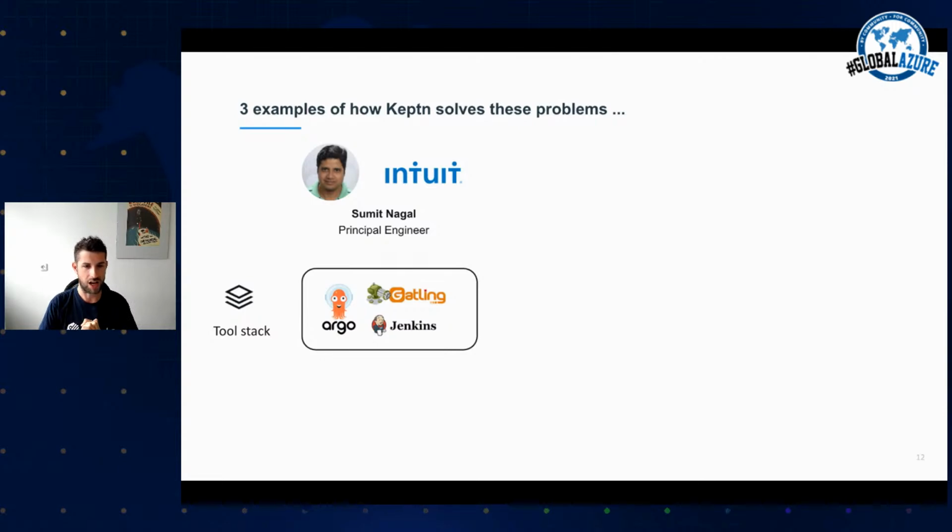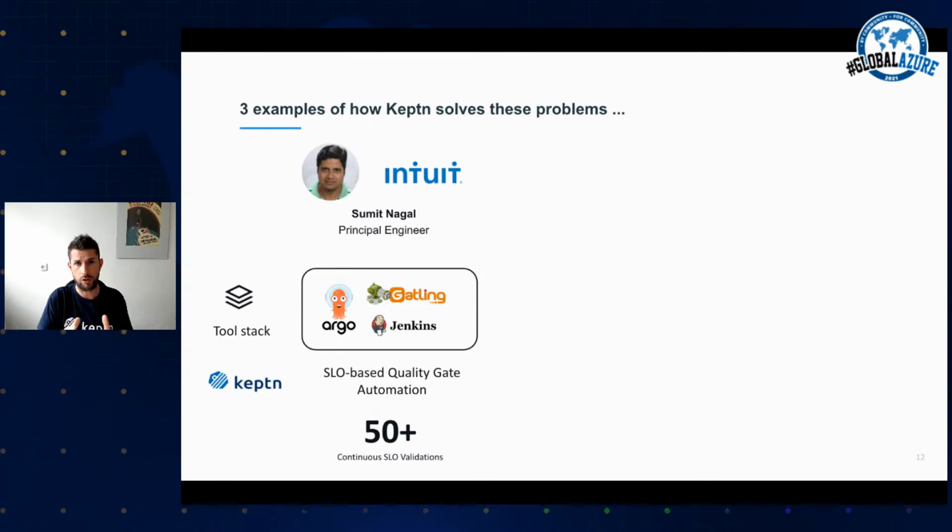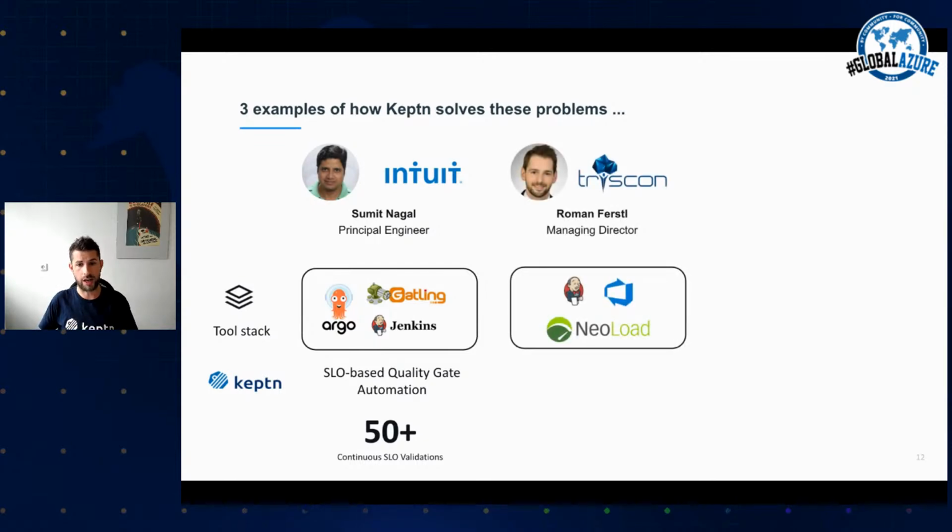They have a tool stack around Argo CD, load tests with Gatling. They also have Jenkins pipelines, and they're using Keptn for quality automation, quality checks to enforce the quality of their microservices, and they are doing quite a lot of automated quality evaluations. At Triscon, I shared the story earlier, and their stack also includes Azure Devops, and they are using Keptn for performance and resilience test automation. So they could increase the amount of performance tests and the amount of tested applications with Keptn, as a lot of things are now automated.